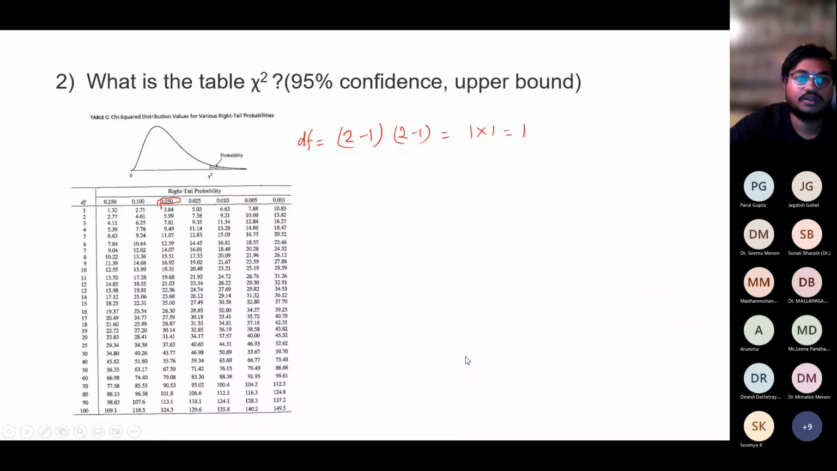Then for the second question, we are asked what is the table chi-square value for the 95% confidence interval. In the data set, we have two treatments, drug and placebo, and two columns, whether it lowered the blood urea or not. To find the degrees of freedom, we subtract 1 from the number of rows and the number of columns and multiply them. So it's 2 minus 1 into 2 minus 1, which turns out to be 1. So the degrees of freedom of the data set is 1. And for 0.05, which is the 95% confidence interval, the value turns out to be 3.84 from the table.